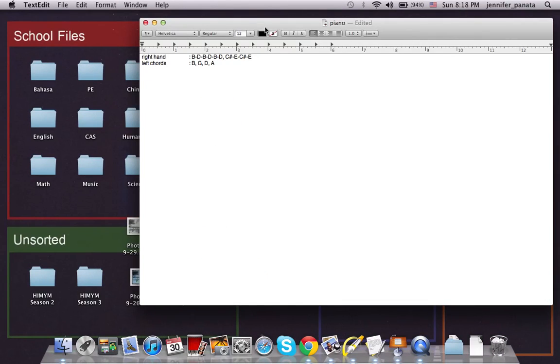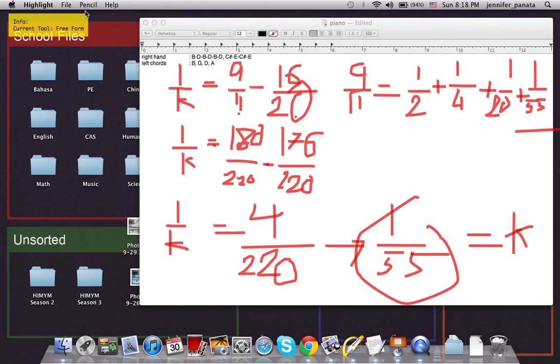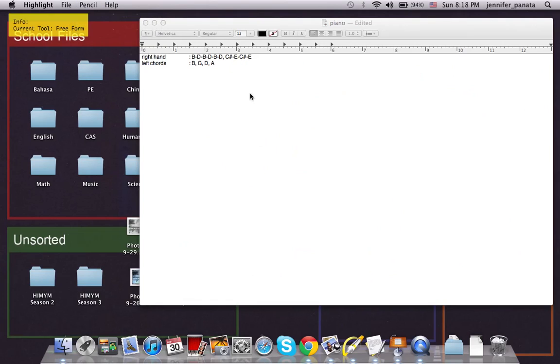Let us write down the equation first. Okay, so 9 over 11 equals 1 over 2. Actually, I just cleared that so you won't be confused. 9 over 11 equals 1 over 2 plus 1 over 5 plus 1 over a plus 1 over b.